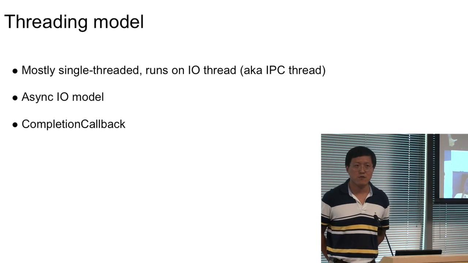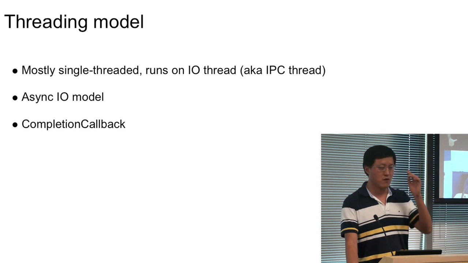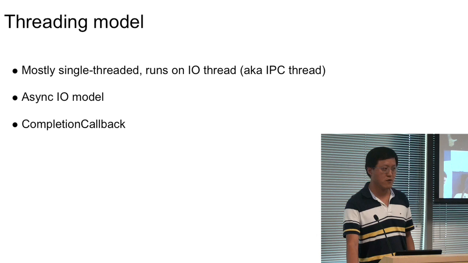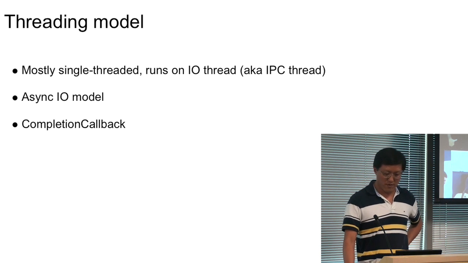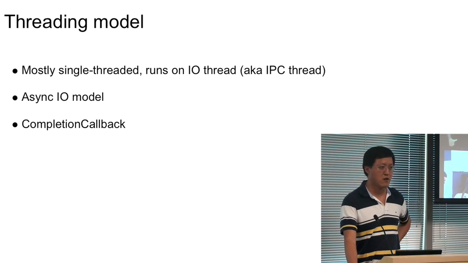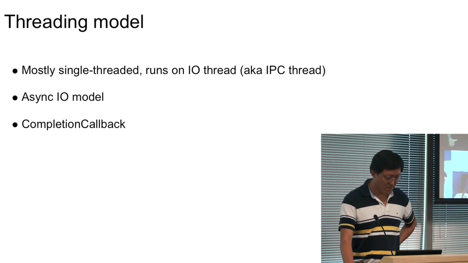Then if you need to use the network stack, it's useful to know the threading model and the I/O model. The threading model is mostly single-threaded. So we do most of the work on a single thread called the I/O thread. This is useful to know because this is why a lot of data structures in the network stack don't need to be protected by a lock.